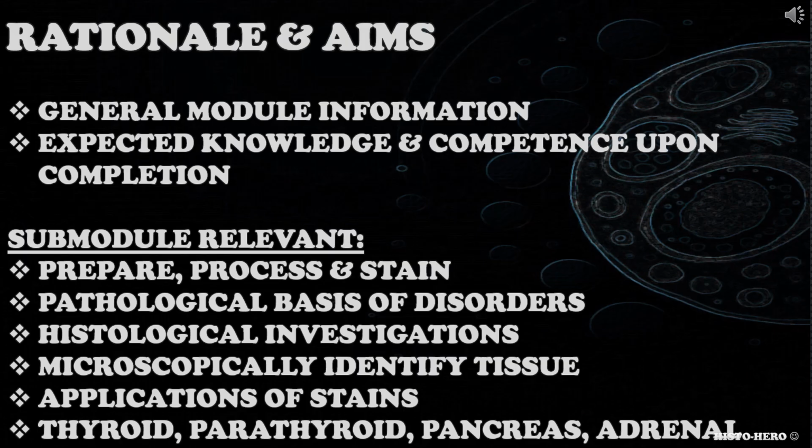For the endocrine histology submodule, the expectations are that the candidate will gain confidence to prepare, process, and stain endocrinology tissue samples. Will gain a clear understanding of the pathological basis of disorders of the endocrine system. Will gain a clear understanding of how these disorders may be investigated histologically. Will be able to microscopically identify normal and abnormal tissue. Will be able to understand the variety and application of stains used in the investigation of endocrine histology. The endocrine includes thyroid, parathyroid, pancreas, and adrenal.